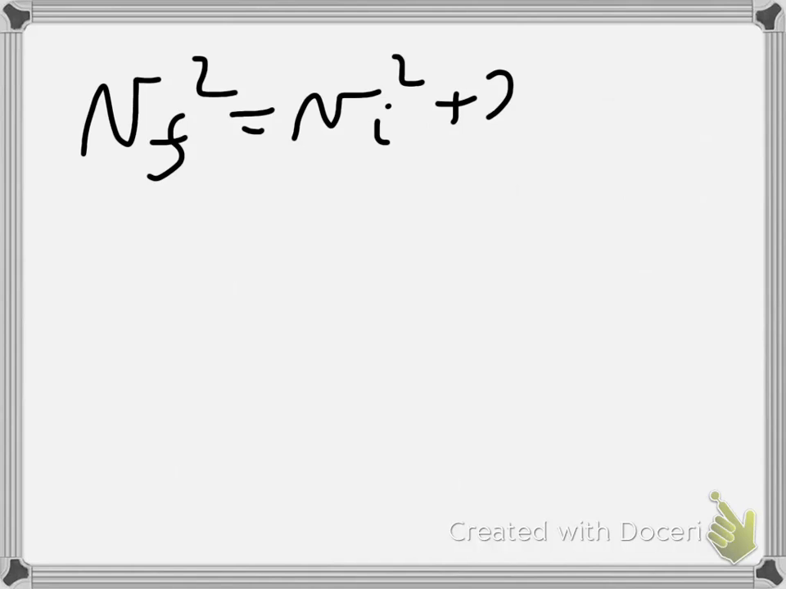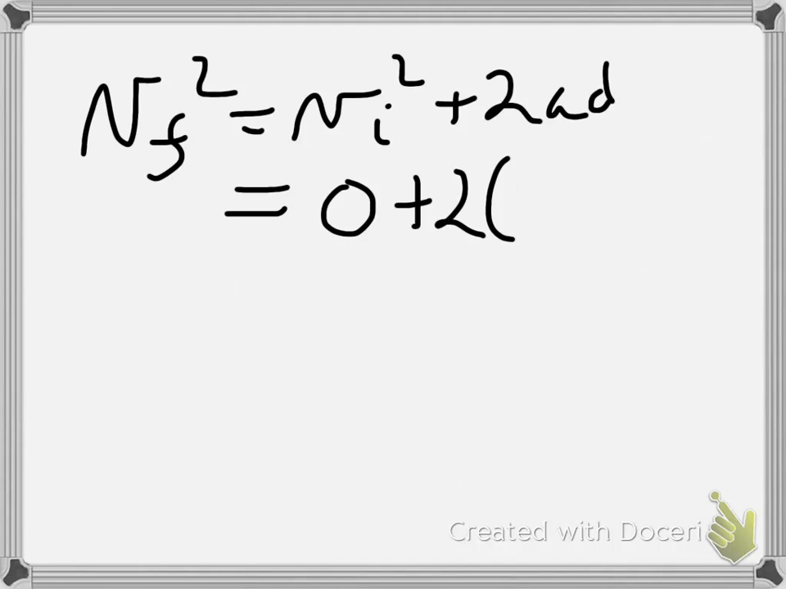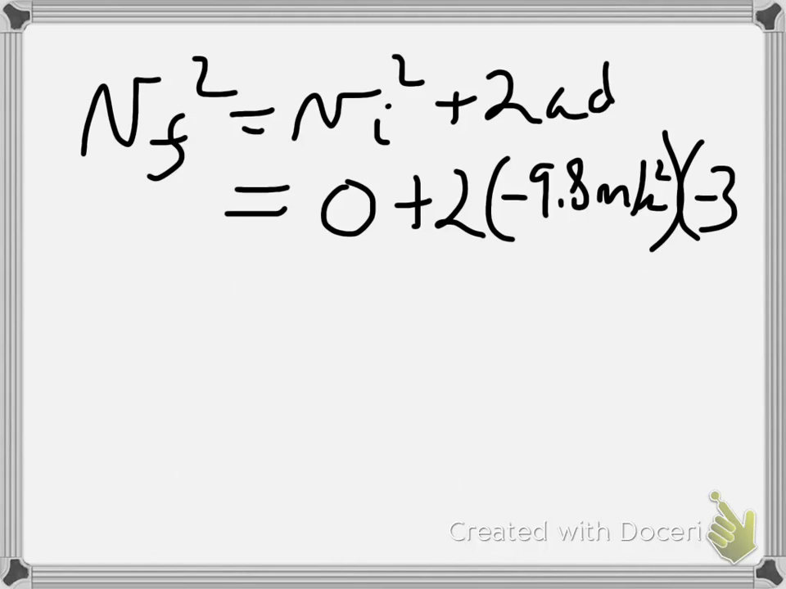So it would just be a matter of Vf squared equals Vi squared plus 2Ad. Vi squared is 0, so we can just leave that in there as a 0. Acceleration is negative 9.8 meters per second squared. And our distance, to help get rid of that negative, because you can't take the square root of a negative number, our displacement is really negative 3 meters. It's 3 meters below where it started. So technically, that's negative 3 meters for our distance.